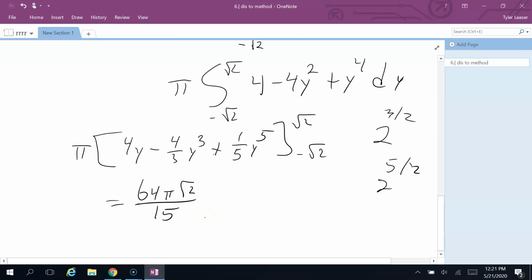Okay, cool. So again, so far we've only been doing the disk method where your region is up against the axis of rotation, and that's not always going to be the case, like you'll see in the next video.